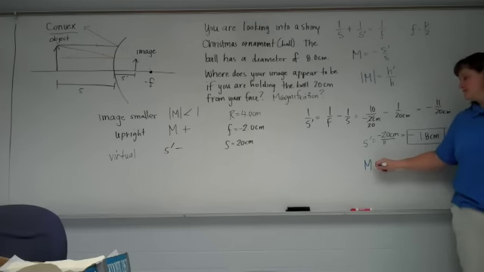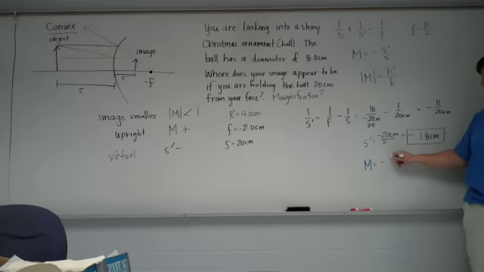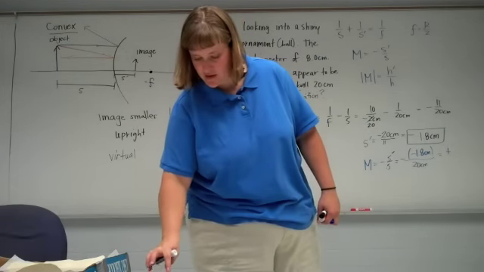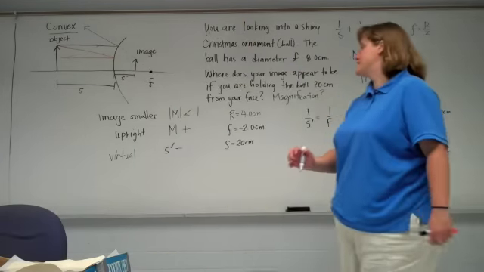Magnification: negative S prime over S. S prime is negative 1.8 centimeters. S is 20 centimeters. Negative times a negative is a positive. 1.8 divided by 20 is 0.09.